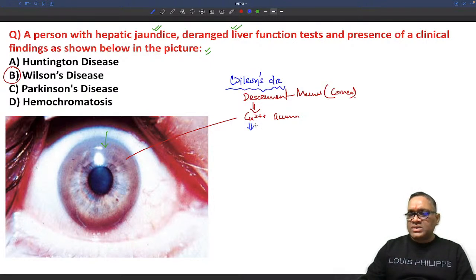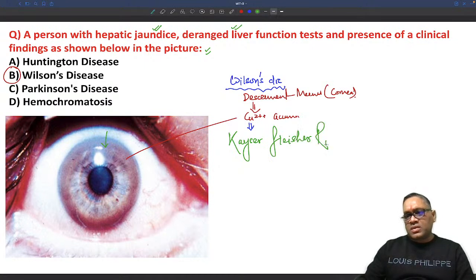Descemet membrane of the cornea is having copper deposition, and what is this called? This is called the Kayser-Fleischer ring. So this ring is called the Kayser-Fleischer ring, right, or KF ring. So the Kayser-Fleischer ring will be deposited, right?